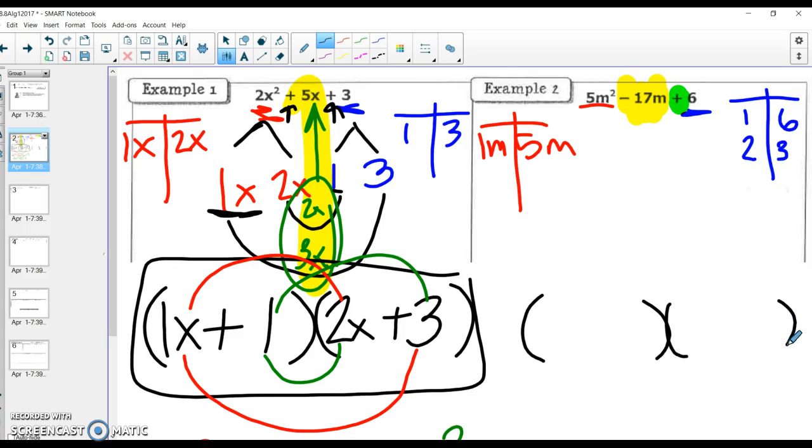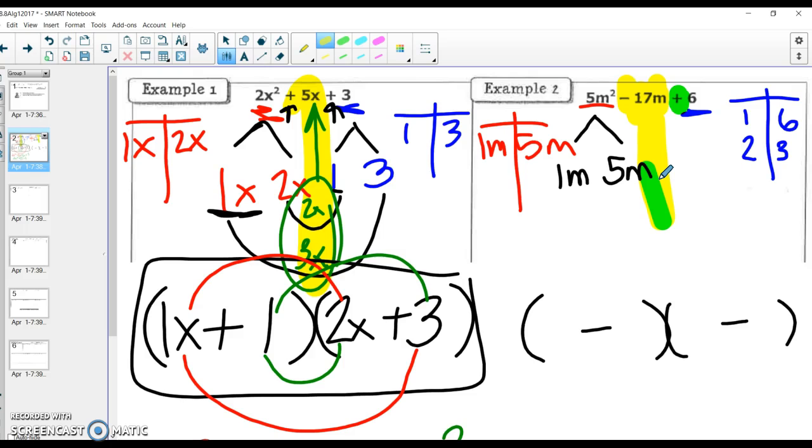What are my signs going to be? They have to be minus and minus, because a negative times a negative gives me a positive. Okay, so now I'm going to break this down, and so I've got 1m and 5m. And then over here, when I put the middles together, I've got to get up to negative 17m. So really, since they're both negative, they just have to add up to 17. So then I'm going to think about that for a second. What am I going to use?